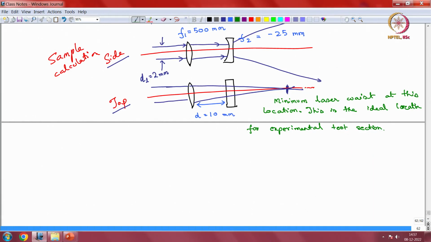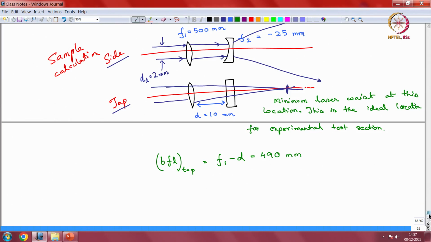Right. So, what is the formula for the back focal plane in the top view? That is nothing but f1 minus d, right. So, this is 490 mm, which means that the back focal plane is placed at a distance of 490 mm from the second lens. Right.